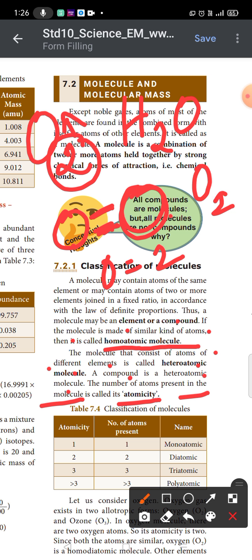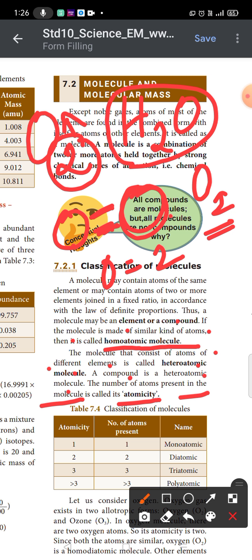So this is called oxygen gas. Not oxygen atom, because there are two atoms, so we can call it an oxygen molecule. The next one, the compound.